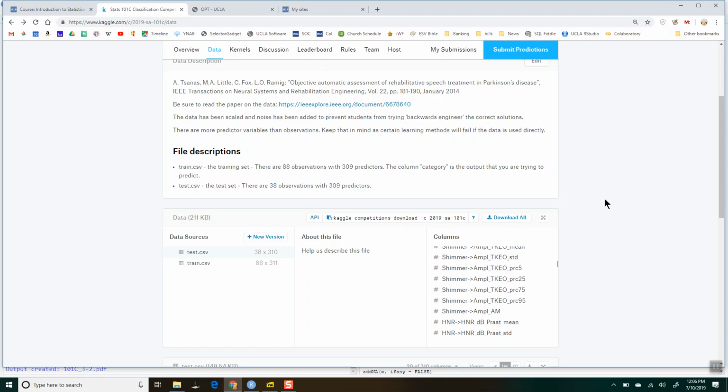Now, if you search for this paper, you'll find the original data. I've added a little bit of noise to the data, and I've scaled the data, but it should not affect your ability to make predictions. I did that so you don't try to backwards engineer the answers, because if you find the original data set, all of the data points are labeled, right? I didn't want you to find the original data set and backwards engineer the answers in the test set, so I purposely obscured it a little bit. It shouldn't affect your ability to make predictions.